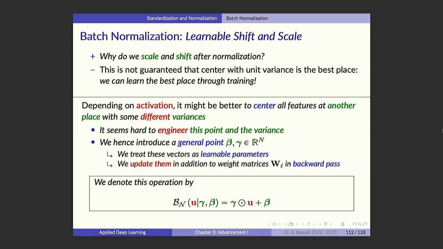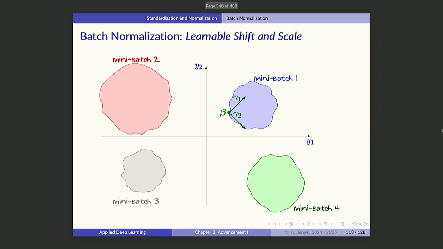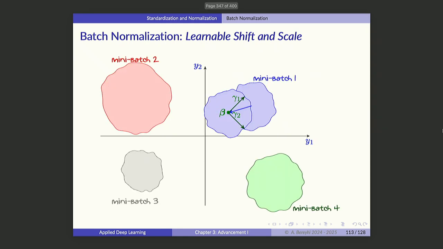Okay, so questions? Everybody's cool, right? So the idea, as I said, is like this. If you have your hidden features, who knows that the best center point is zero? Who knows that the best variance is to be 1, right? So maybe it's better that you put it at some other point beta, and then you have different variances for every single dimension.